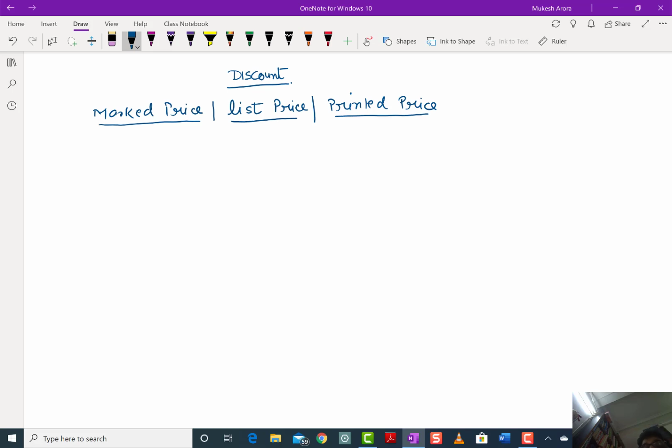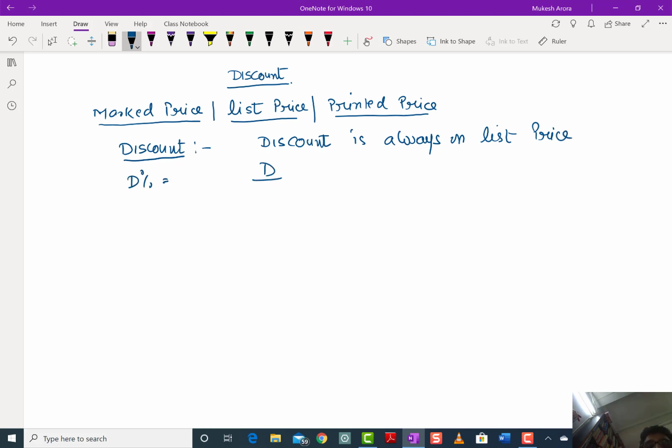So discount is when we reduce the price by a certain number, and discount is always on the list price or the mark price. Discount percentage is equal to discount upon list price into 100. Selling price is the price at which the shopkeeper is ready to sell, that is the mark price or the list price minus discount.